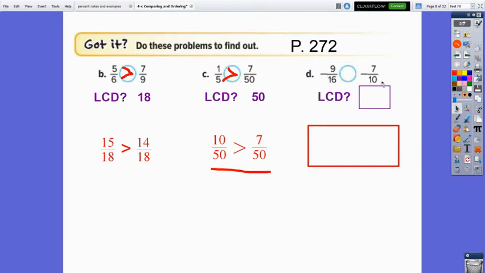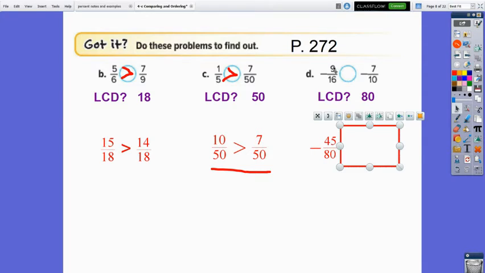It's not going to be 160. It's going to be 80 because 16 times 5 is 80. So the common denominator here is going to be 80. So 5 times 16 is 80, so that means the equivalent fraction of 9/16 is 45/80. Multiply the top and bottom by 5. And for 7/10, multiply top and bottom by 8 and get 56/80.